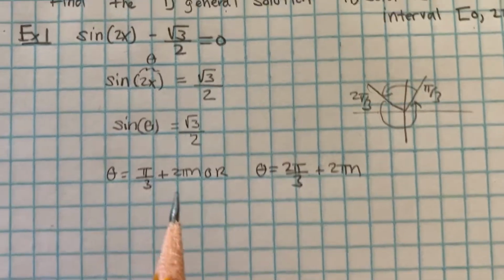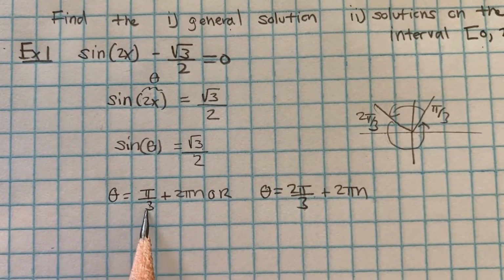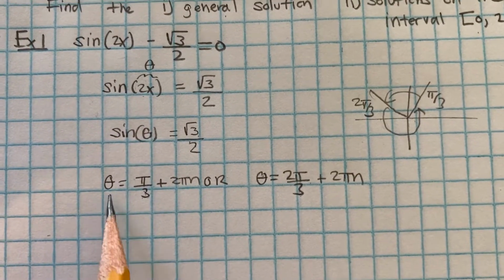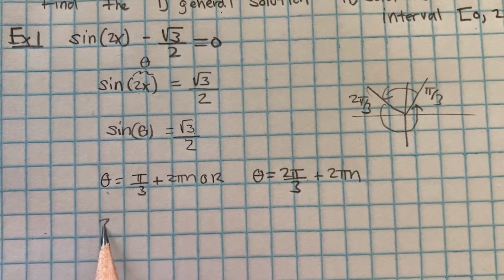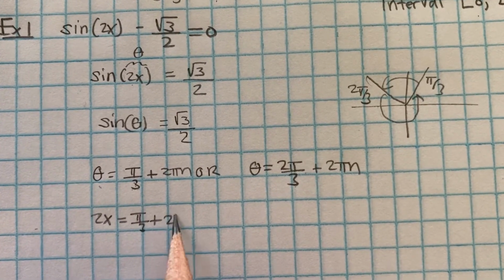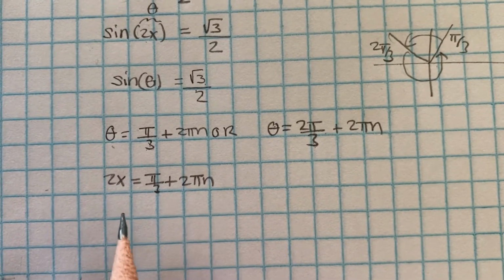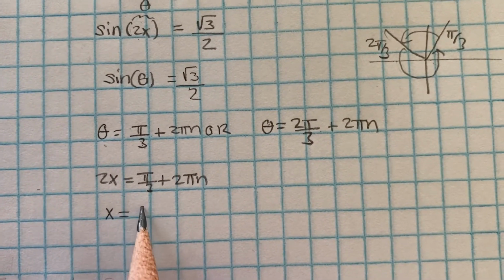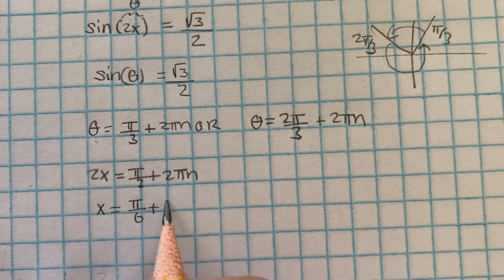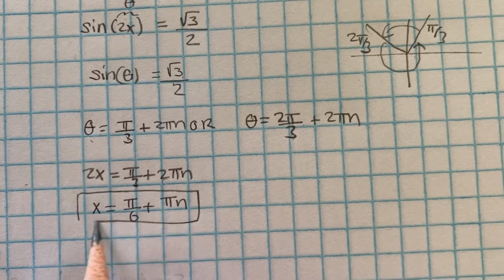Okay, now this would be correct if we're solving for theta. But a lot of times students forget to plug in theta as 2x. So make sure you substitute 2x back into here for theta. And then complete this problem. Divide both sides by 2. You're going to get x is pi over 6. The 1/2 is going to cancel out with this. You're going to get x is equal to pi over 6 plus pi n.